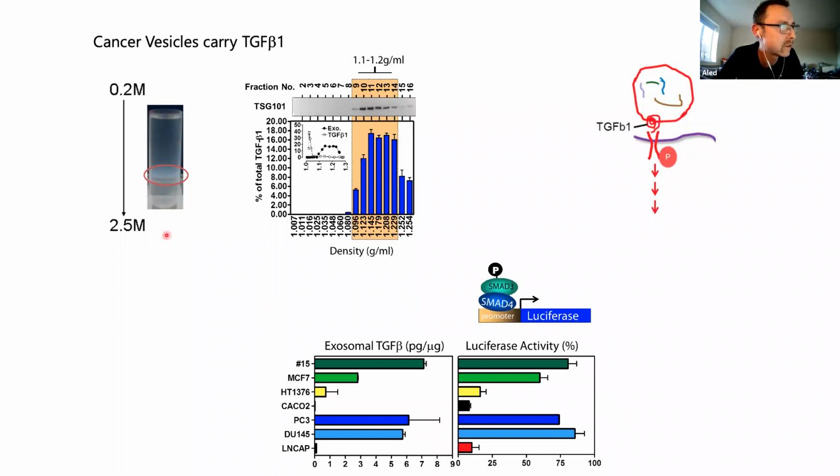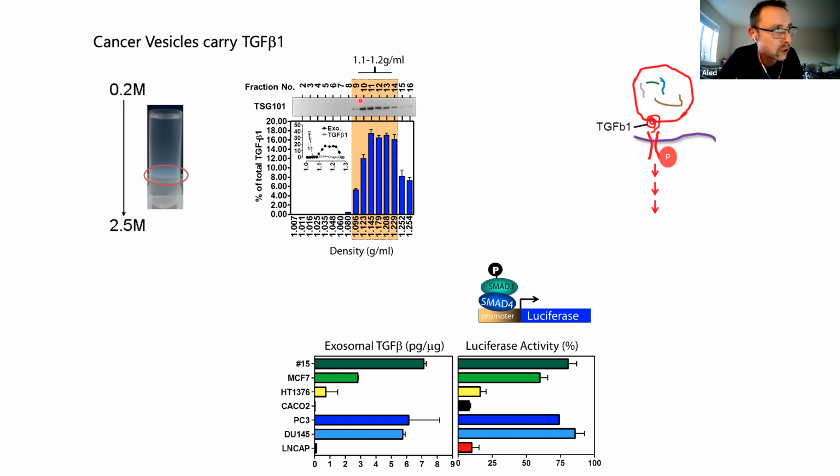So we had these analytical gradients where we have sugar at low concentration or high concentration, and we load vesicle concentrates at the bottom or at the top, and we spin these tubes really, really hard overnight at 210,000 G. And the vesicles will move along here and stop when they reach their equilibrium density. So you collect fractions from here, you measure the density by refractometry, and then you can measure the fractions for where the vesicles are.